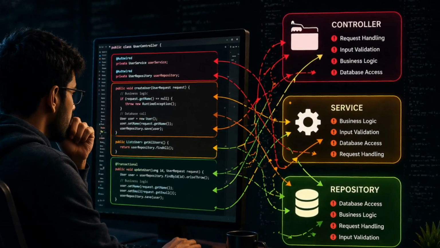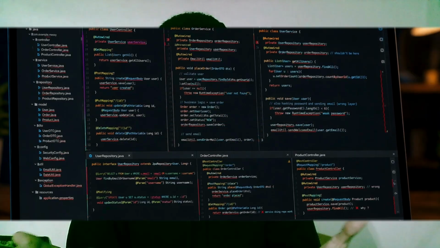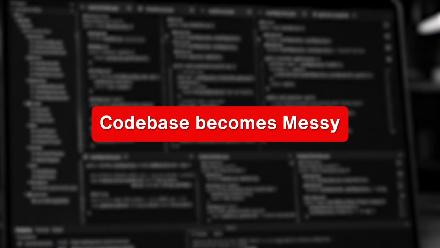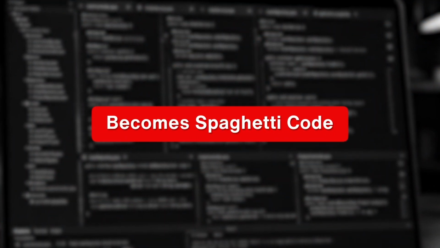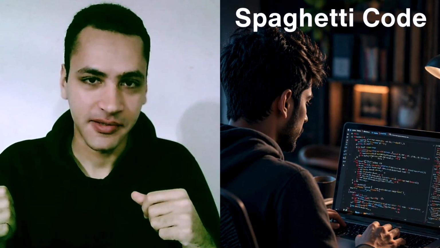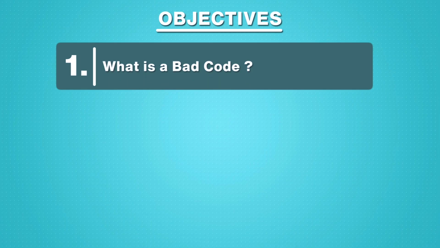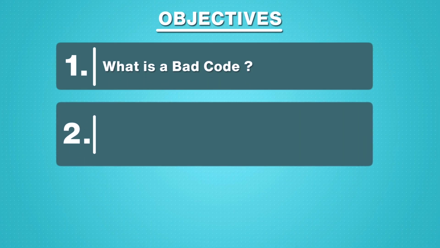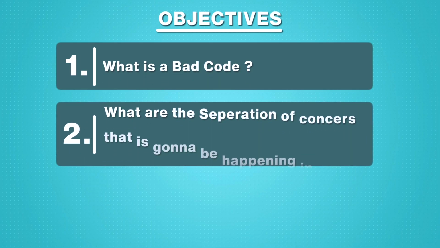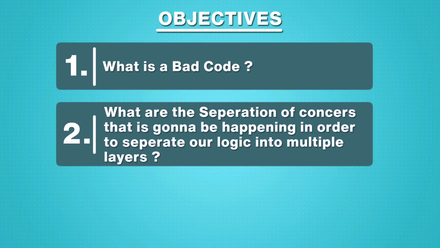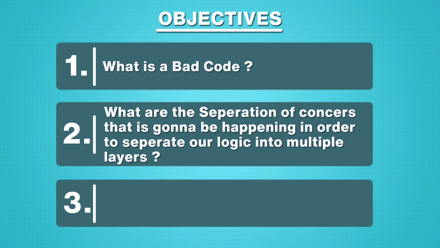A lot of Spring Boot developers write code in the wrong layers, and as a result, their code base becomes messy, becomes spaghetti code. Usually, they hate it after a couple of years of writing some spaghetti code. So today, I'm going to show you what bad code is, and then I'm going to show you the separation of concerns that separates our logic into multiple layers, and you will figure out what belongs to which layer.